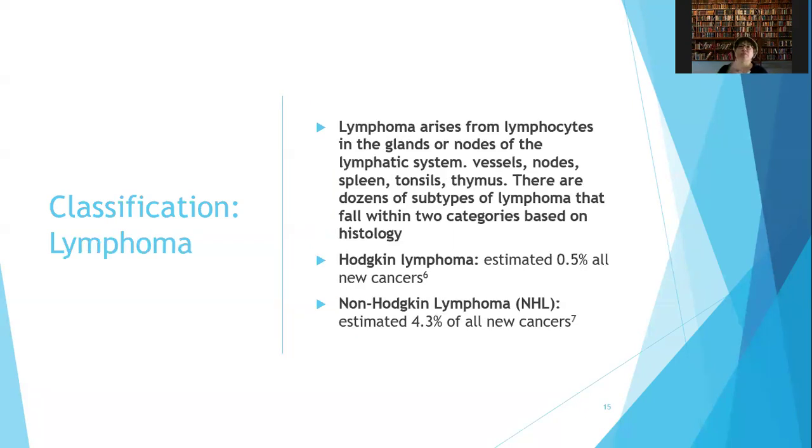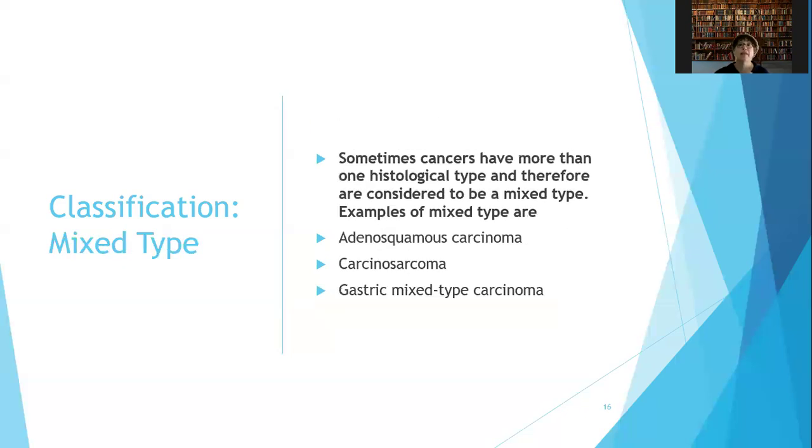So lymphoma arises from lymphocytes in the glands or lymph nodes, or in lymph vessels, lymph nodes, spleen, tonsils, or the thymus. There are dozens of subtypes of lymphoma that fall within two categories based on histology, which is cell identification. So Hodgkin's lymphoma, which is estimated 0.5% of all new cancers, and non-Hodgkin's lymphoma, which is estimated 4.3% of all new cancers. And we will talk more about those in the lymph chapter as well.